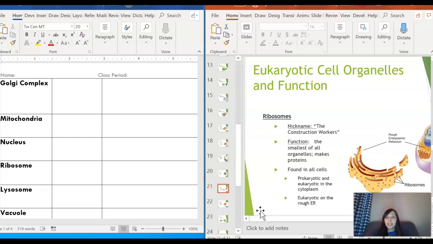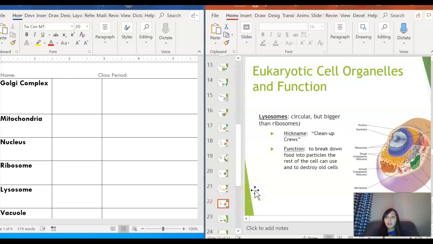The ribosomes, the nickname is the construction workers. The function, the smallest of all organelles, it makes proteins. Found in all cells, prokaryotic and eukaryotic: in the cytoplasm, and in eukaryotes also on the rough ER.